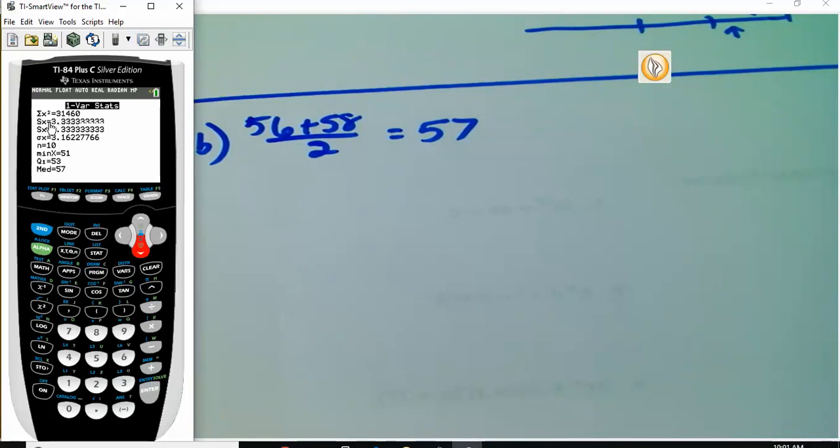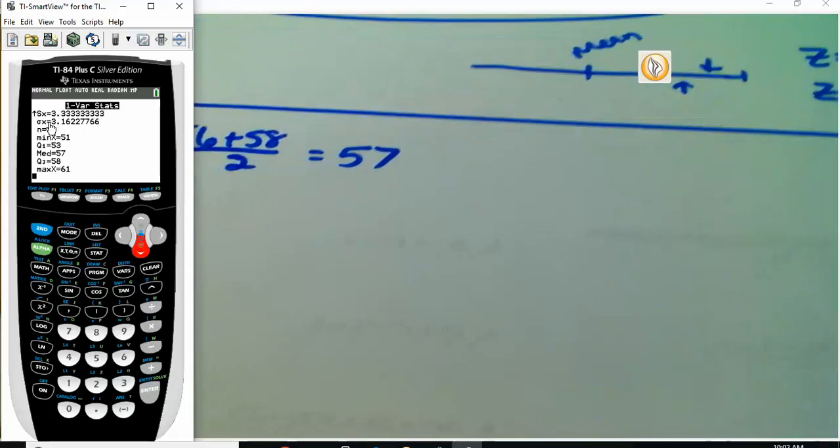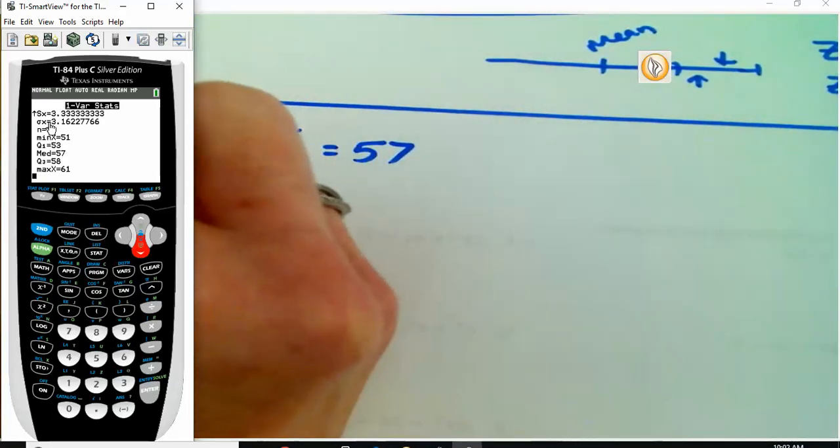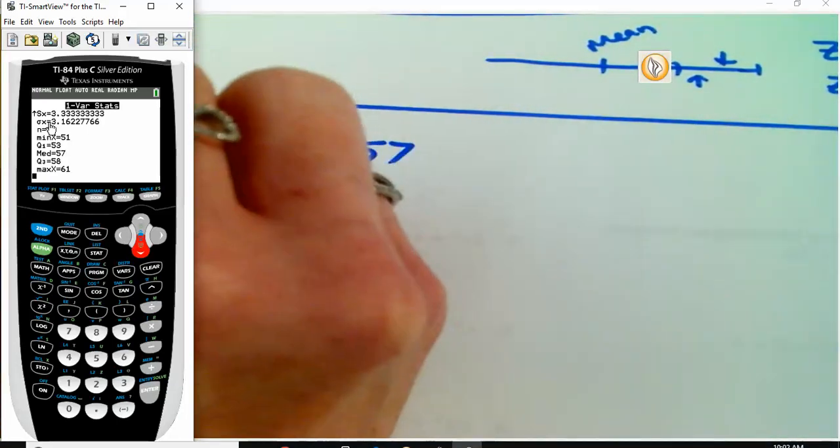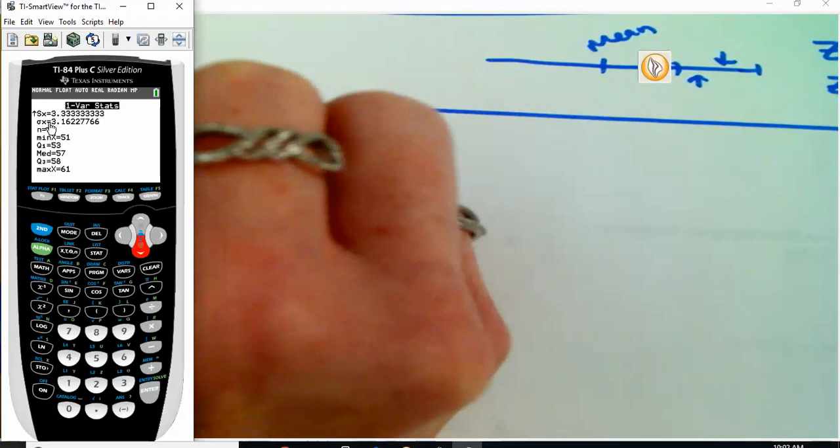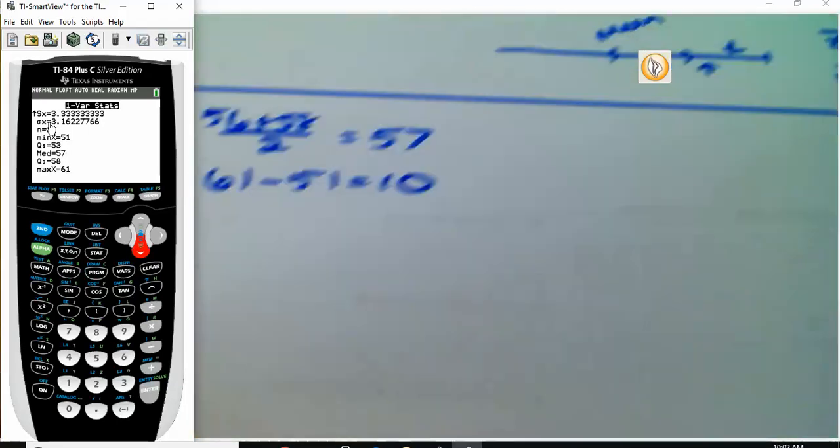Mode, the calculator does not tell you your mode. What is a mode? The one that shows up the most often, which was 58. We had 3 of those. Range, how do we get that? Right, high minus low. So again, our calculator doesn't tell us that, but we don't need it to. The highest value we had was a 61, the lowest was 51, so the range is 10.